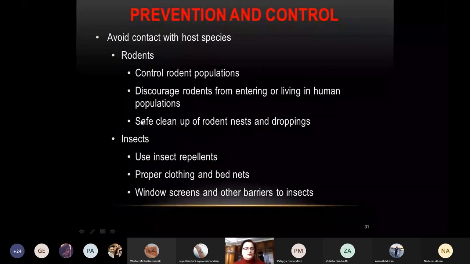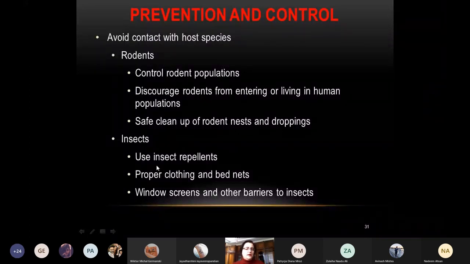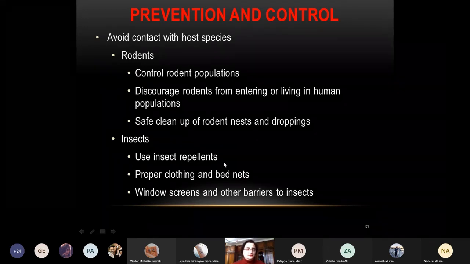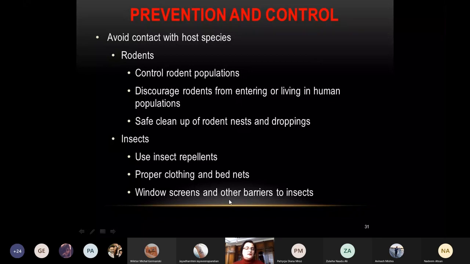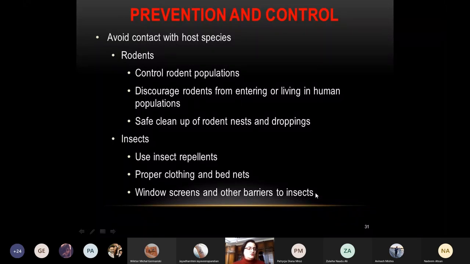For viral hemorrhagic fevers that are spread by arthropod vectors, prevention efforts should focus on community-wide insect and arthropod control. In addition, people are encouraged to use insect repellents, proper clothing and bed nets, window screens, and other insect barriers to avoid being bitten.